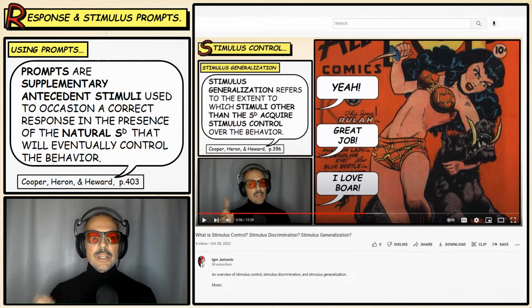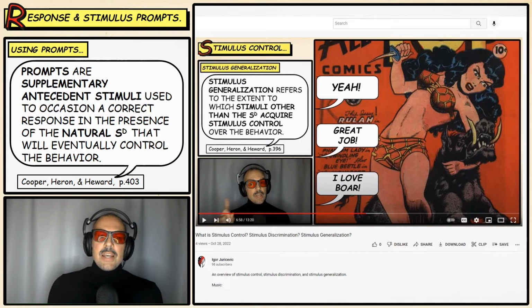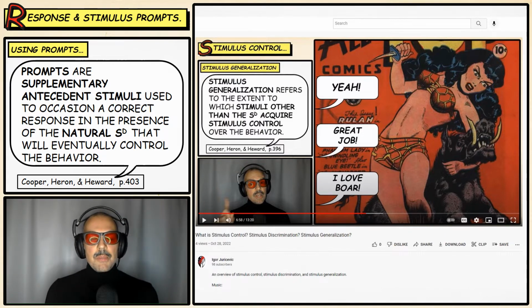And these prompts are supplementary antecedent stimuli used to occasion a correct response in the presence of the natural discriminative stimulus that will eventually control the behavior. So that quote is a lot to understand, but we're going to take a look at it today. Basically, you can think of these response and stimulus prompts as stimuli or information that is added to the actual naturally occurring discriminative stimulus to help a person produce the behavior in the presence of that discriminative stimulus.